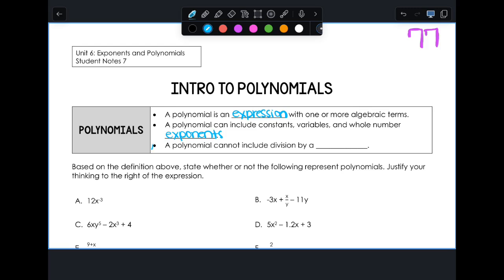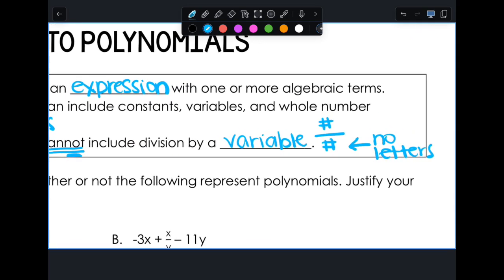Now, very, very, very important, a polynomial cannot include division by a variable. Meaning, if you have a fraction, you can't have a variable in the denominator. No letters. Okay? Only numbers. All right, so based on the definition above, state whether or not the following represent polynomials.